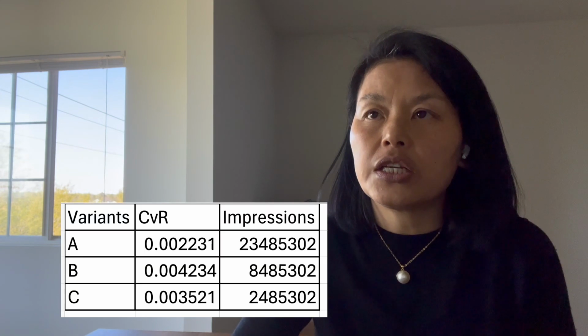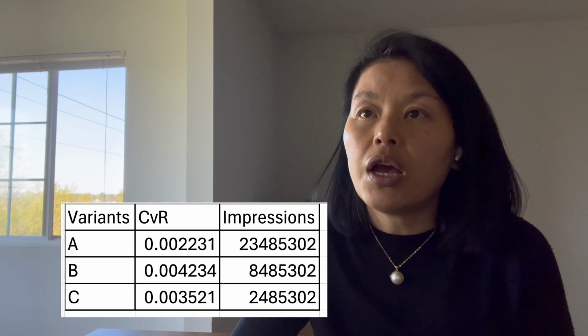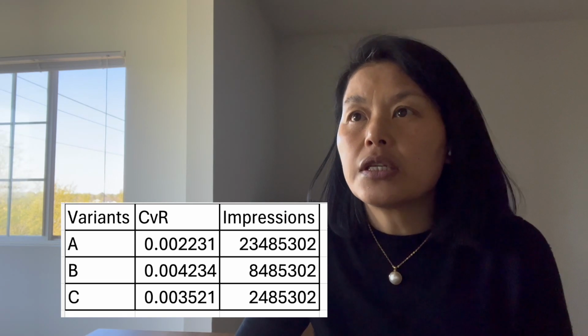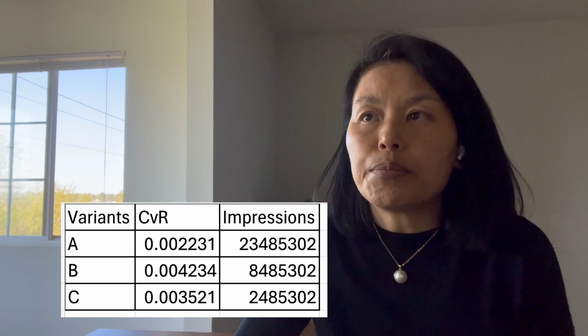Hey, today I'm going to share some tips on how to make great charts. So I'm going to give you simple examples. Here is a very simple table. We have 3 variants, A, B, C, and 6 numbers: conversion rate and impressions.